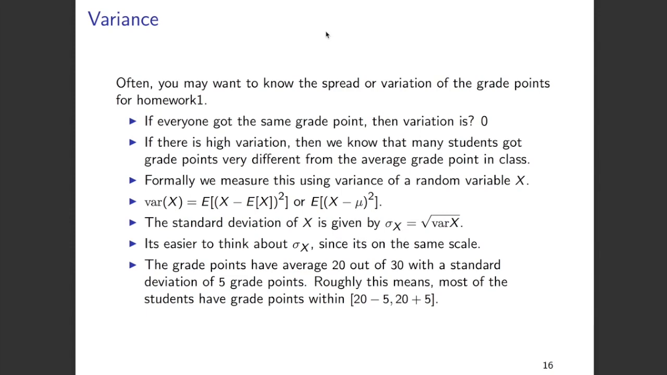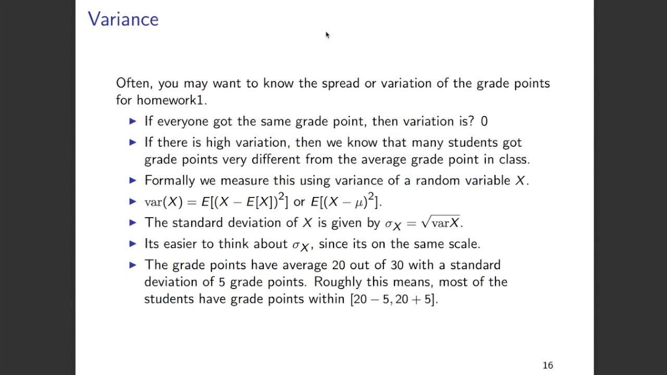For example, let us assume that there are multiple students in a class who have gotten grades for a particular homework. Now as an instructor, what the instructor would be interested in is what is the spread of the grade points for this particular homework. For example, if everybody got the same grade point, then the variation is 0. In comparison, if there is a high variation, then we know that many students got grade points very different from the average grade point in the class.